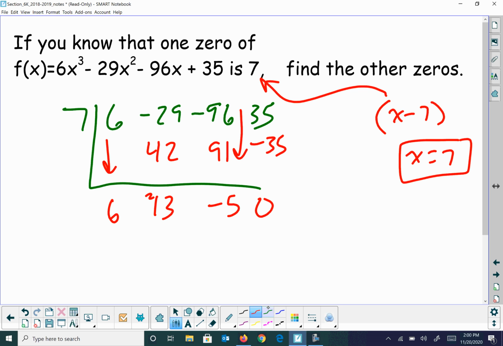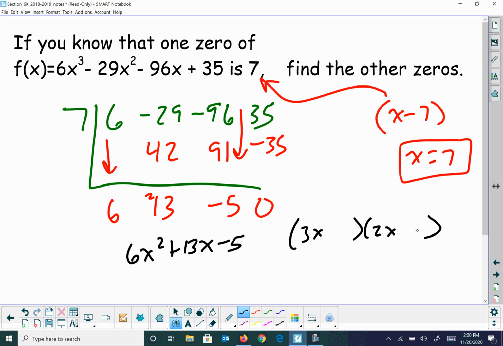And now we're going to plug our x's back in. So I get 6x squared plus 13x minus 5. And we're going to go ahead and factor that. So let's see if that factors to, what do you think, 3x and 2x maybe? And I'm just trying. Let's see if I do a 5 here and a 1 here, and I have a negative here and a positive here. Outside gives me positive 15, inside gives me negative 2, so that works.